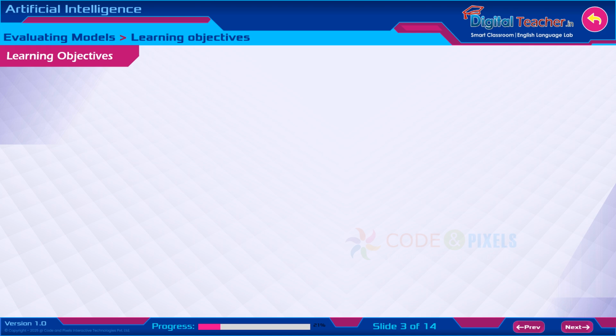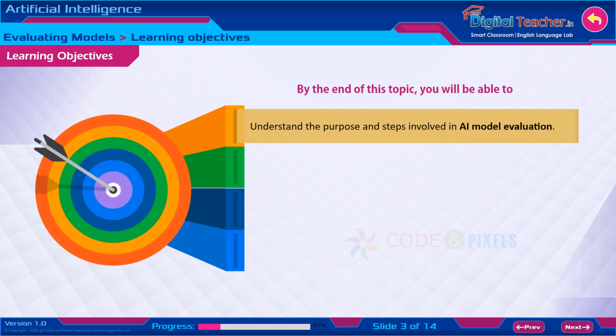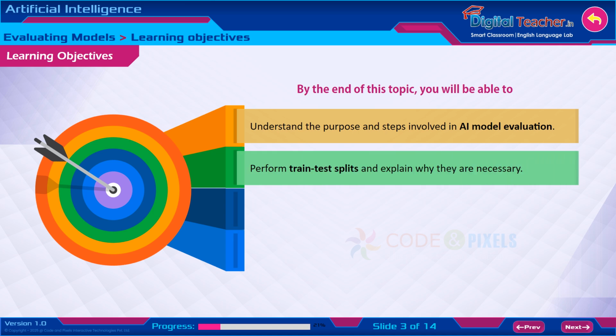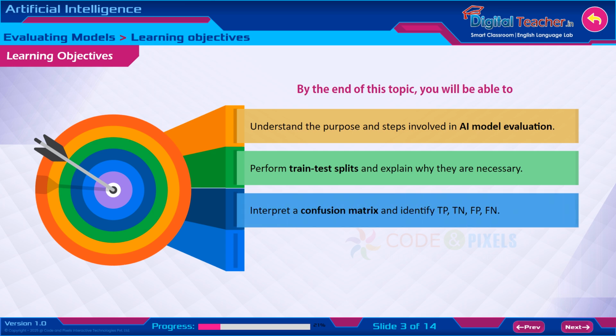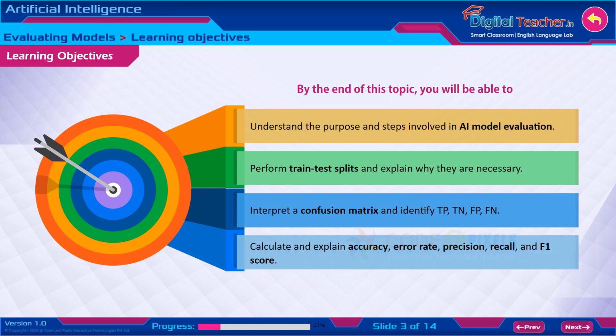Learning objectives. By the end of this topic, you will be able to understand the purpose and steps involved in AI model evaluation, perform train-test splits and explain why they are necessary, interpret a confusion matrix and identify true positive, true negative, false positive, false negative, calculate and explain accuracy, error rate, precision, recall, and F1 score.